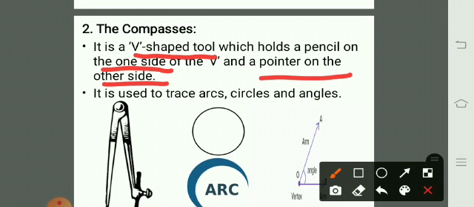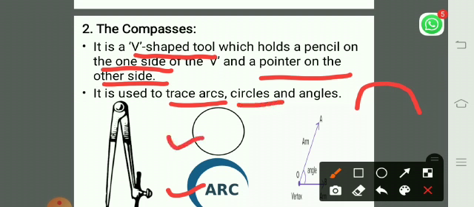Like suppose a ruler is used to measure the length, so like this, a compass is used to trace an arc. So this is an arc like this. If you observe the moon, it is of this shape. So it is used to trace an arc. It is also used to trace a circle. Yes, if you observe rings, those rings are in circular shape.